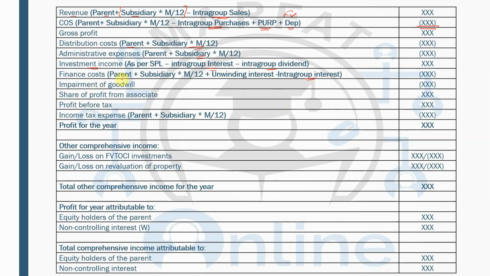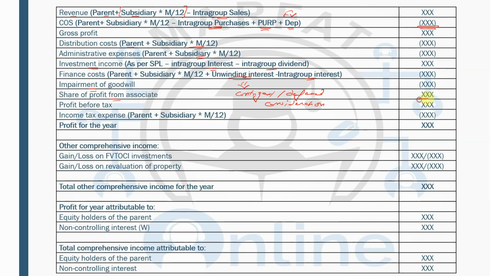So when you take the finance cost, that will be parent's finance cost plus subsidiary, and this is the unwinding of interest which was on the contingent or deferred consideration. And then there will be the impairment of the goodwill, which is the loss you are charging based on IAS 36. Share of profit from associate. I told you that we are doing equity accounting for associate. There was one figure that I showed you when we were dealing with the statement of financial position. And now this is the other figure which you are having. Share of profit from associate, and if there is any impairment, you will deduct it from here.